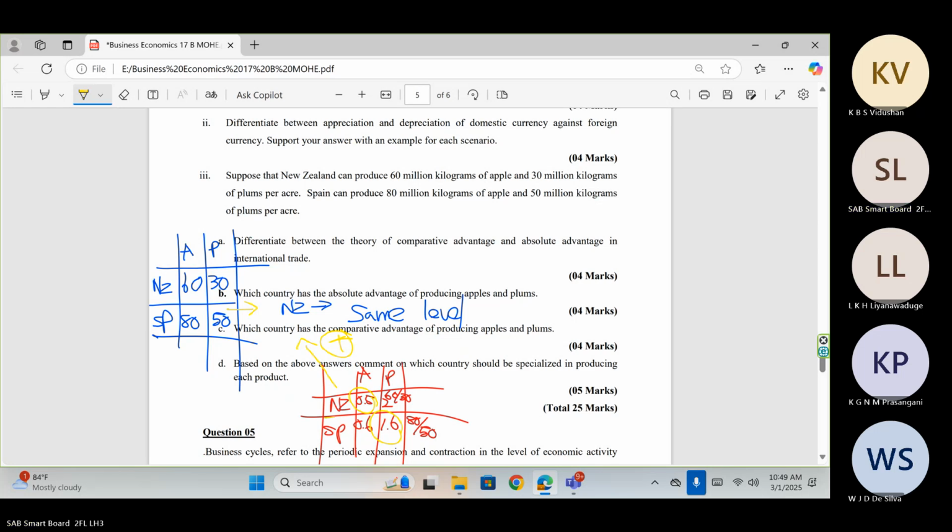Writing down "New Zealand - apples, Spain - plums" will attract only 1-2 marks. Right? You have to relate. That's why you need to read the question, based on the above answers.